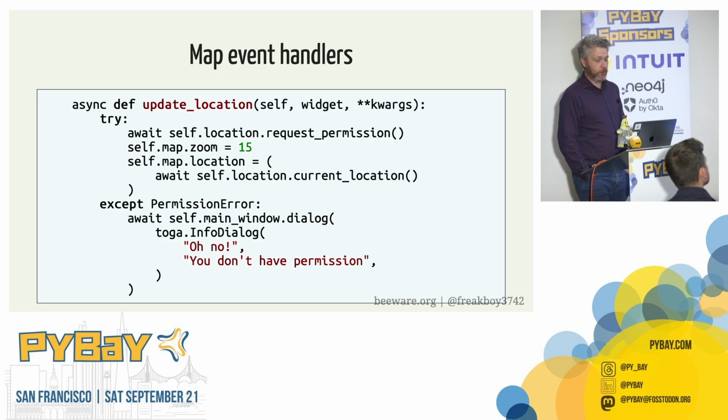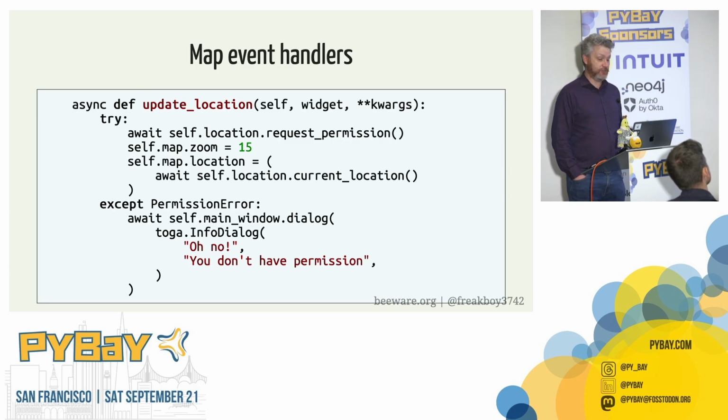So whenever the button is pressed, let's go and poll the GPS on our phone, get the current location, and zoom the map to that location. Location services are strictly governed by platform permissions, so we can't just get the location. We need to make sure we actually have permission to get the location first. So we request permissions from the app's location service. The location service is a hardware feature that Toga has wrapped as a cross-platform API.